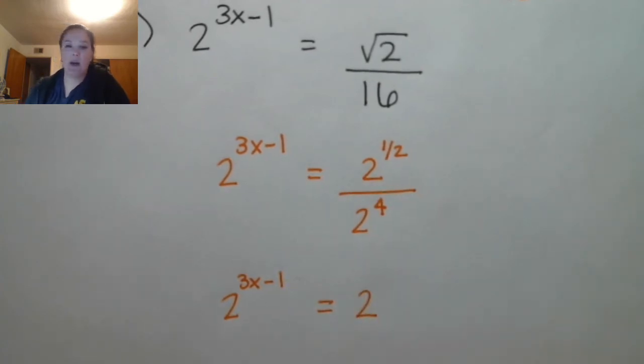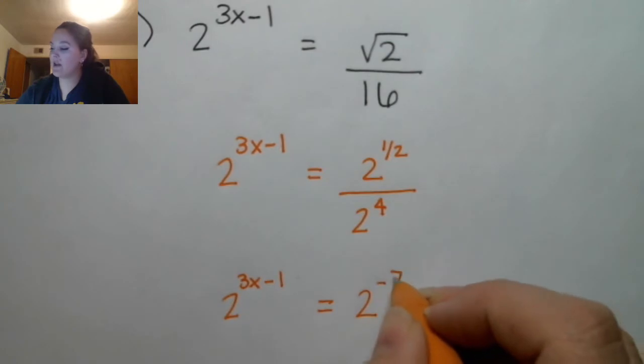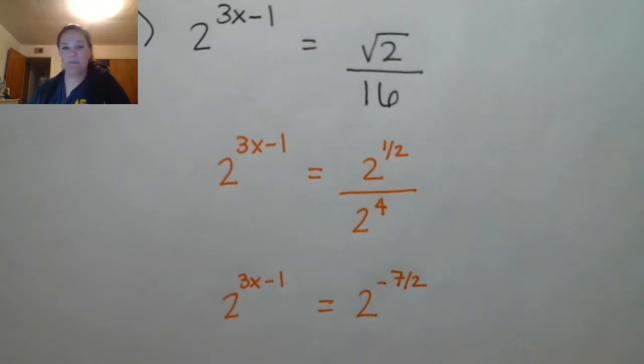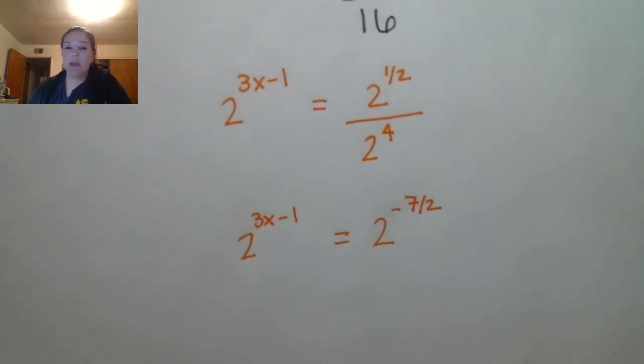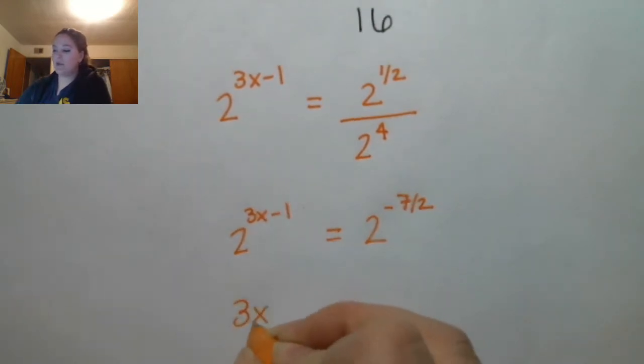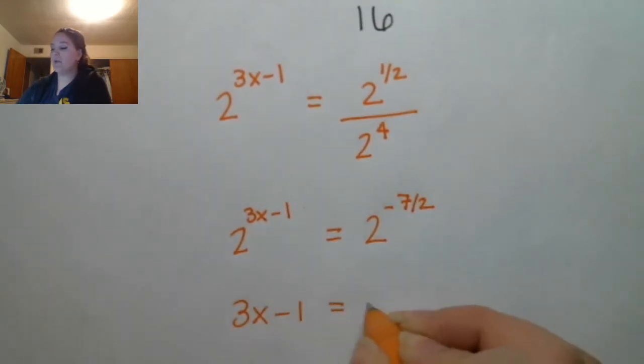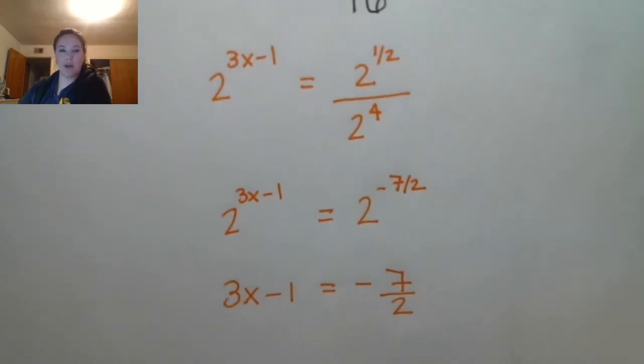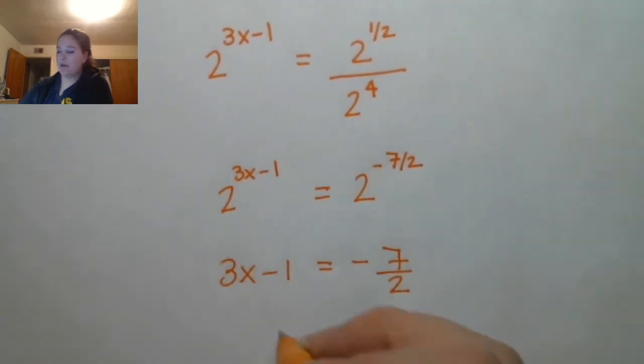Okay, so we have 1/2 minus 4, which is -7/2. Now we have two expressions that are equal. They have the same base, so we can equate the exponents. So 3x minus 1 must be equal to -7/2. Okay, and now we can solve this normal linear equation.